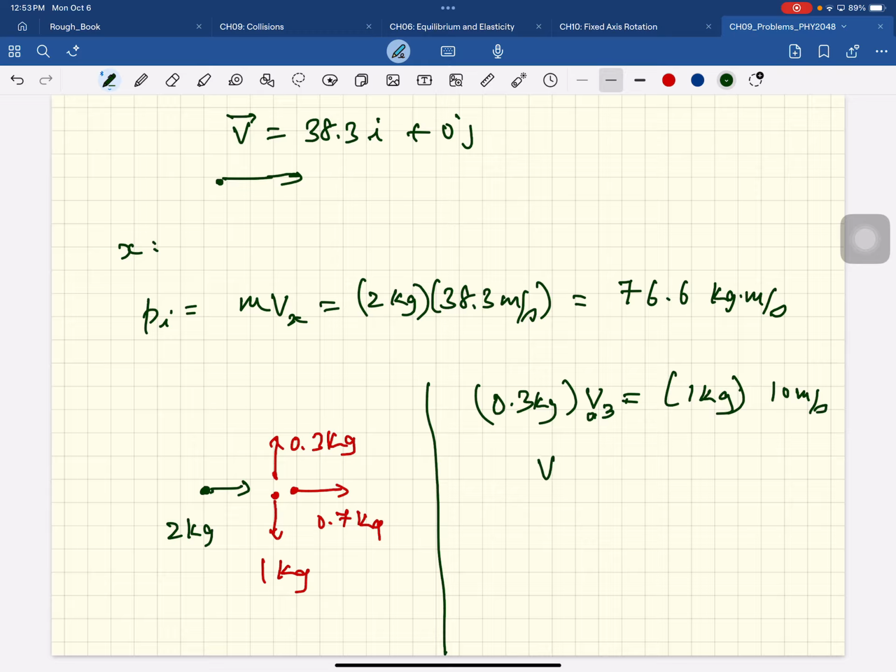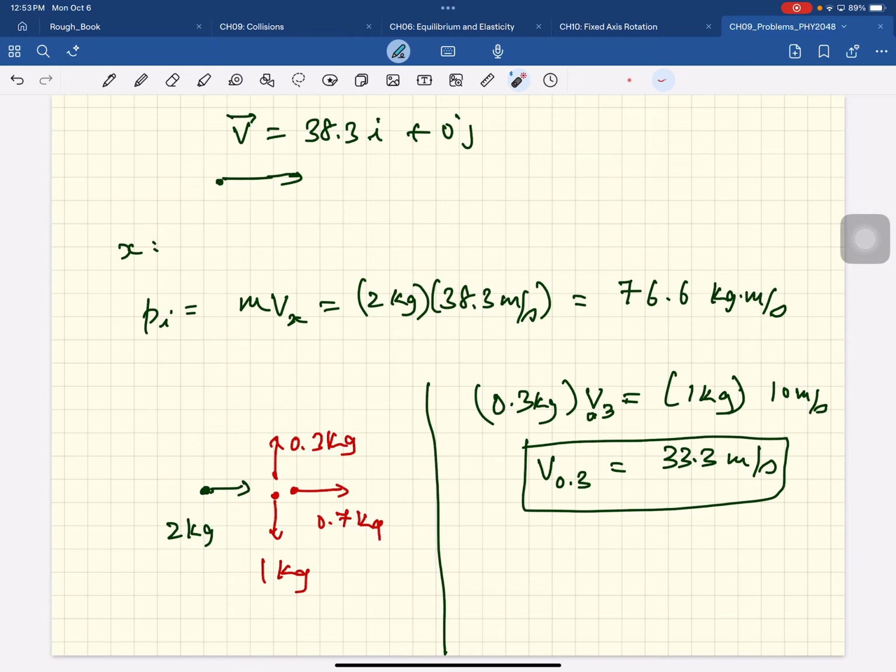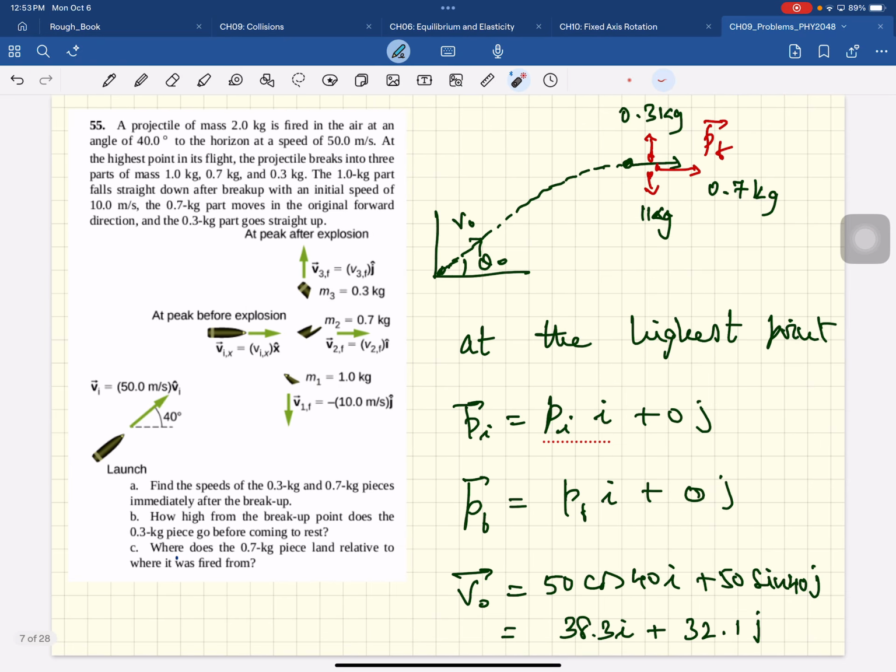Okay, so the velocity of the 0.3 kg is 33.3 meters per second. So this guy is going at 33 meters per second, this guy is going at 10 meters per second. And then it says the 0.7 kg part moves in the original forward direction, and the 0.3 kg guy goes straight up.